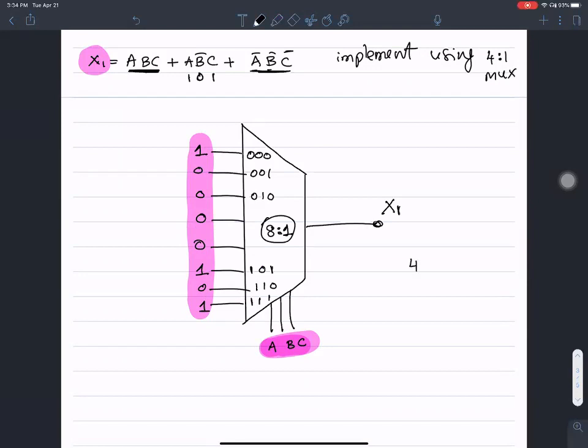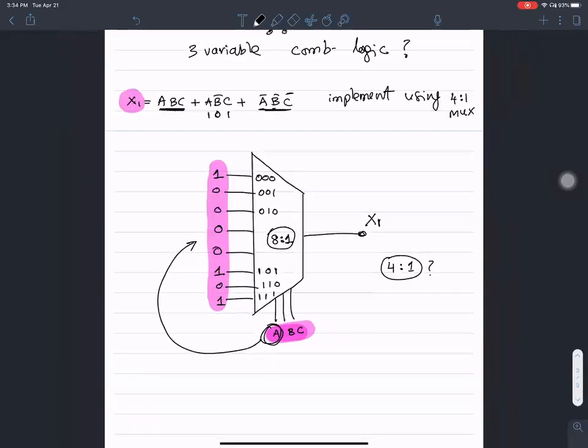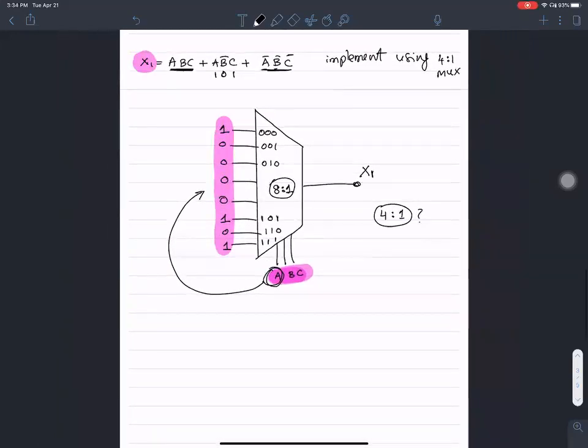My question is, how can you implement this using a 4 to 1 mux? You probably will have to shift one of these inputs onto the input of the mux itself, from the select to the input. It doesn't matter which one you choose. There's a method to how you can implement that. That is the gap I want you to explore. Questions, please.